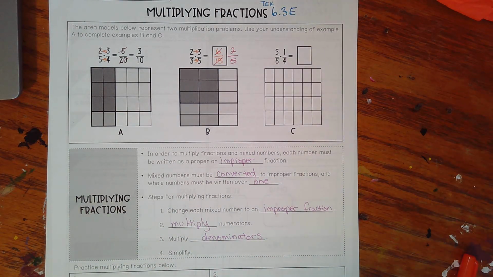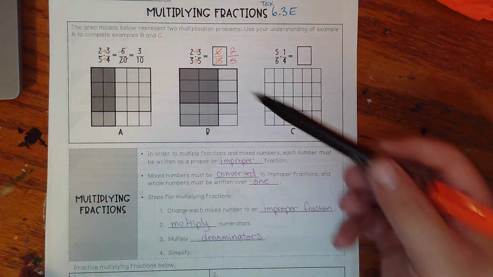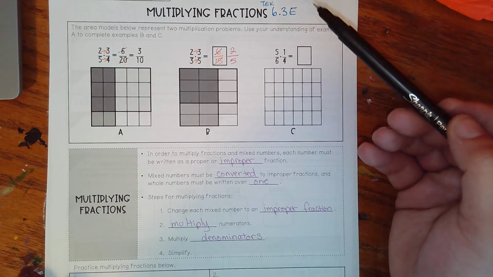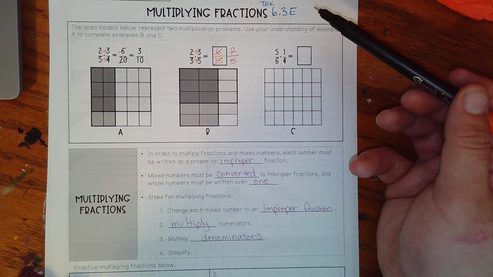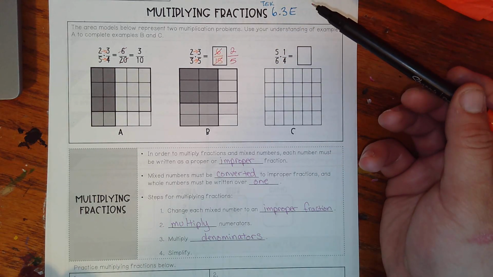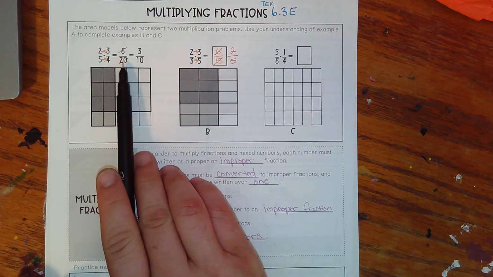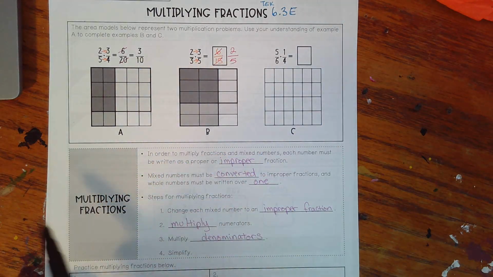Now, when you're multiplying fractions and dividing fractions, you're going to end up with improper fractions or proper fractions, but you still have to simplify. You always have to simplify, okay? And there are times when you can't simplify any further. I can't simplify 3/10 any further. I can't simplify 2/5 any further. But I can simplify 6/20, and I can simplify 6/15.